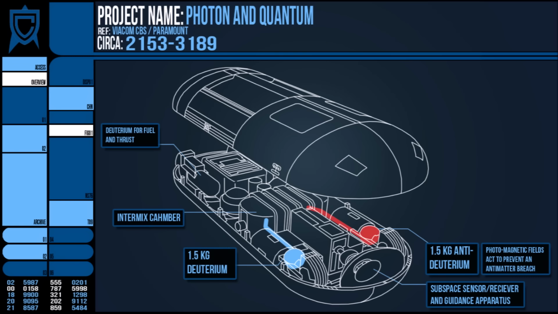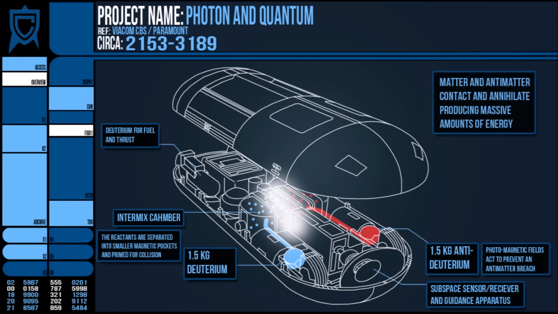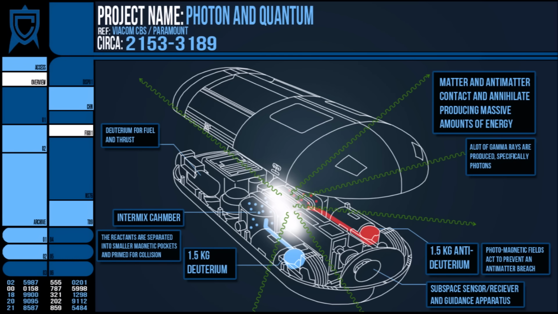A leap in photon torpedo tech was attained in the mid-2270s, when the way the intermix was achieved was altered. Instead of dumping the two together, smaller magnetic pockets were created that decreased reaction time and increased the burst energy of the annihilation. When the explosion goes off, alongside concussive forces, there is a great deal of gamma radiation released, which is supposedly high Planck energy photons, hence the name of the torpedo.